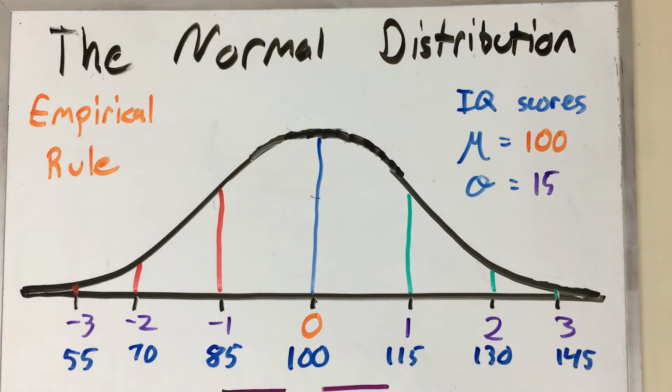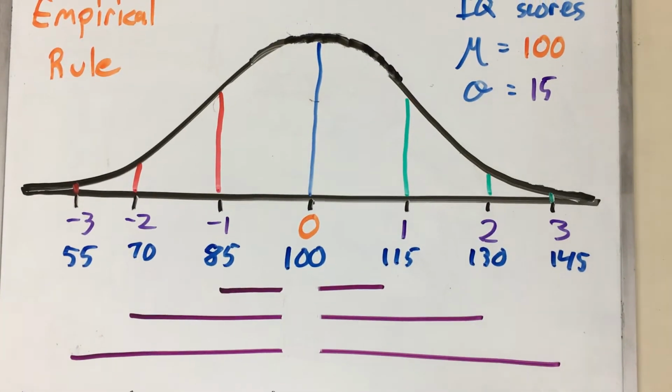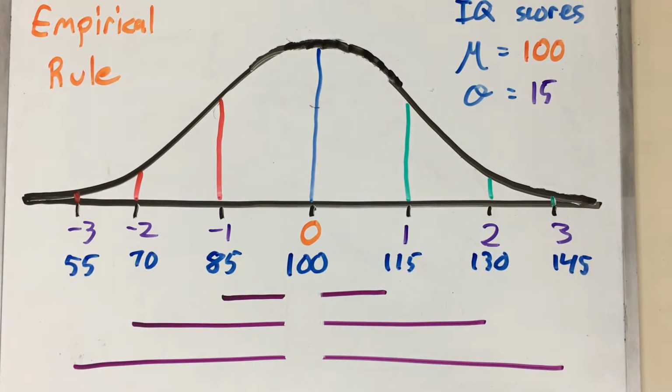But I still have the IQ scores distribution from the first video. Mean is still 100, standard deviation is still 15. But I have added these lines down here. Now this will let me go over the formal way that people think about the empirical rule, but there is another way that I think is a little bit easier.